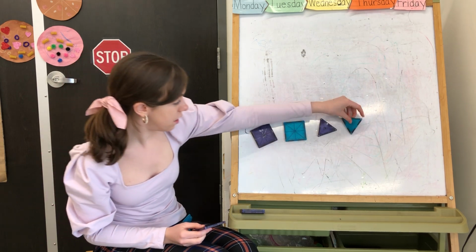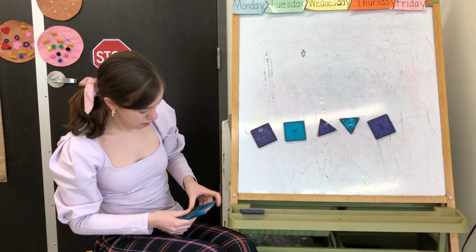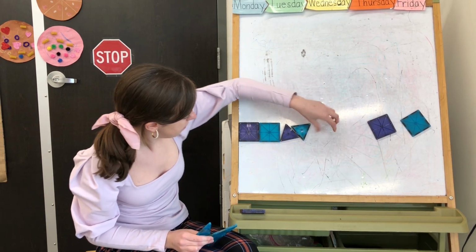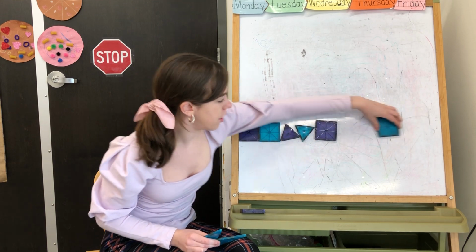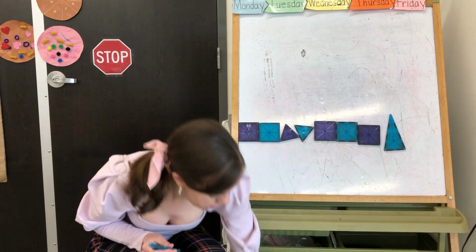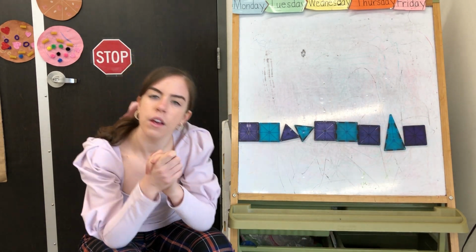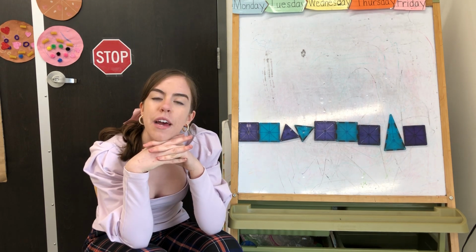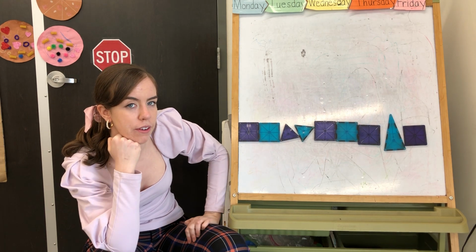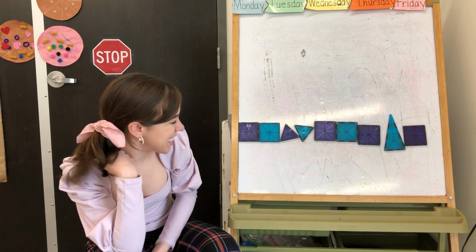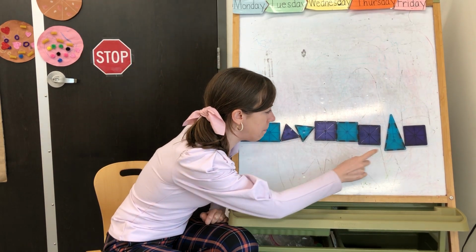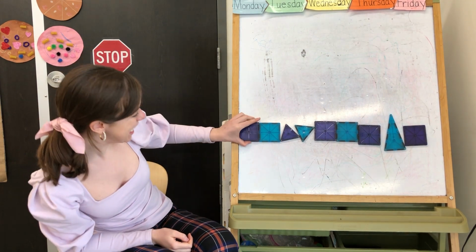Do you notice anything? Scoot over. I think I'm gonna make my pattern touch this time so I can make it longer. What do you think? What do you see, pattern detective? Do you think it's a color pattern or a shape pattern? Yeah, you're right, it's a color pattern. What colors do you see? Purple, blue, purple, blue, purple, blue, purple, blue, purple. We got it, we did it.